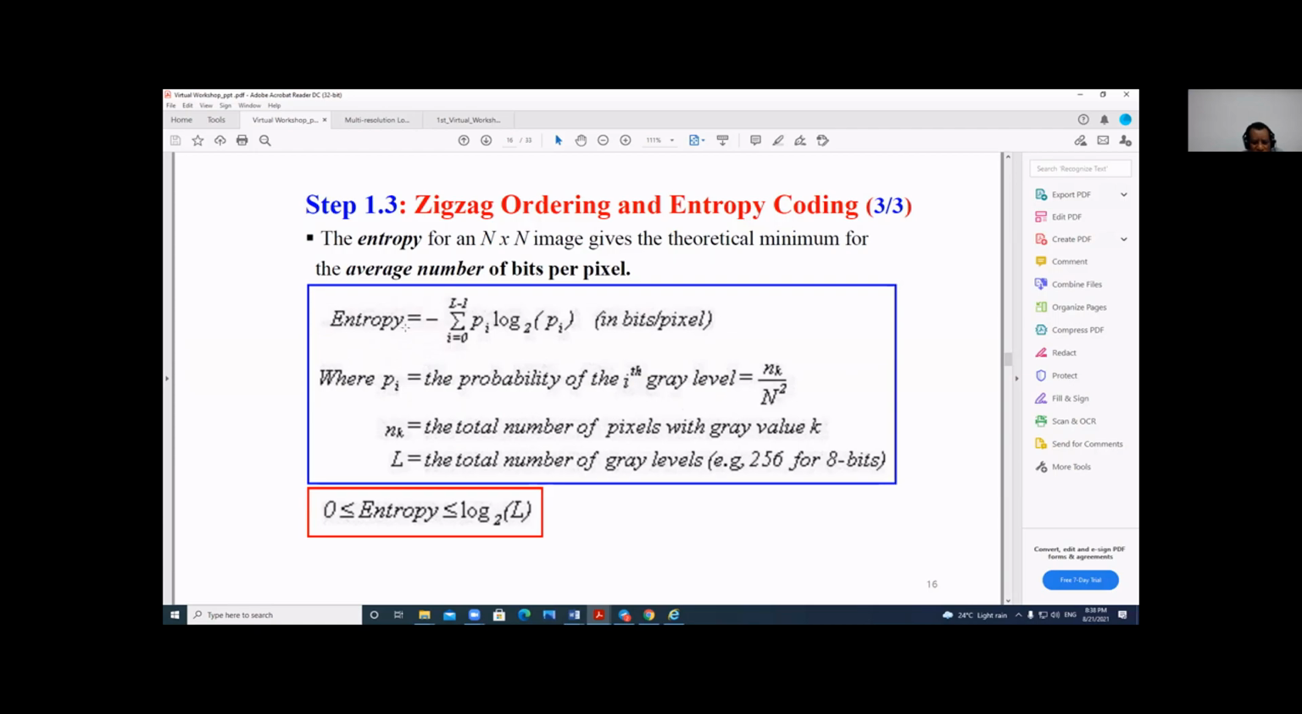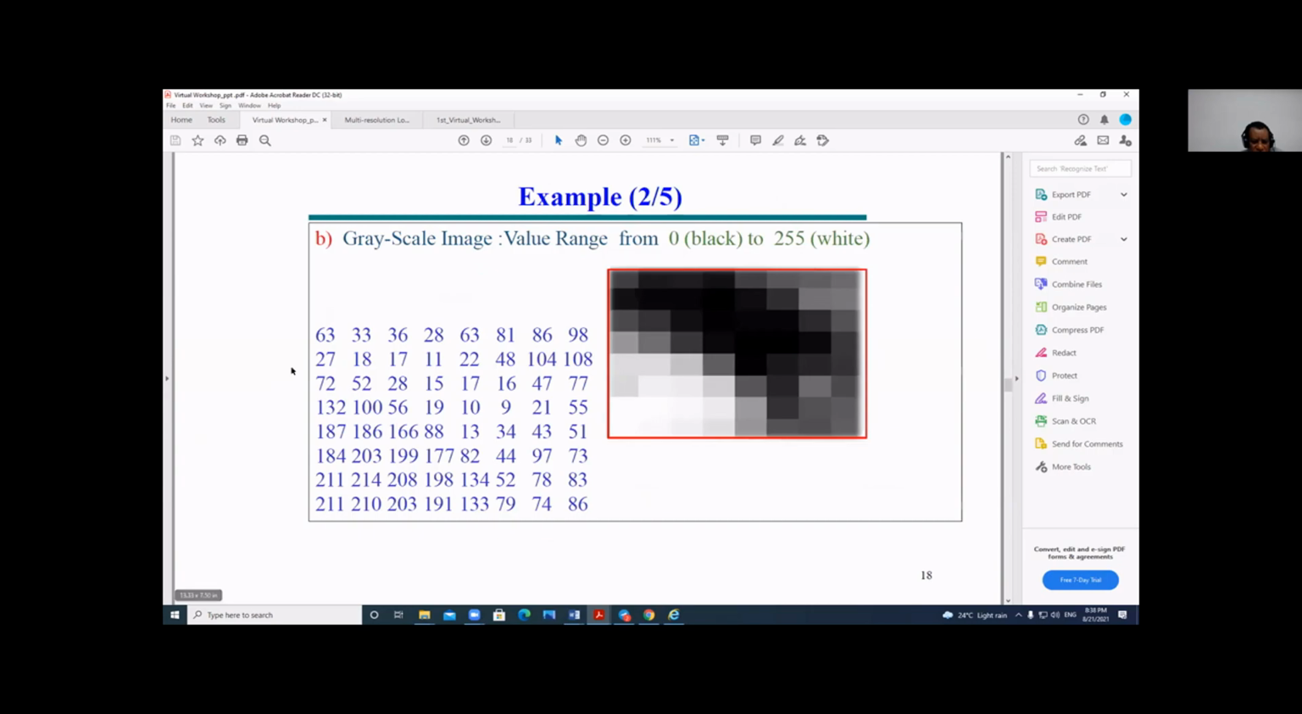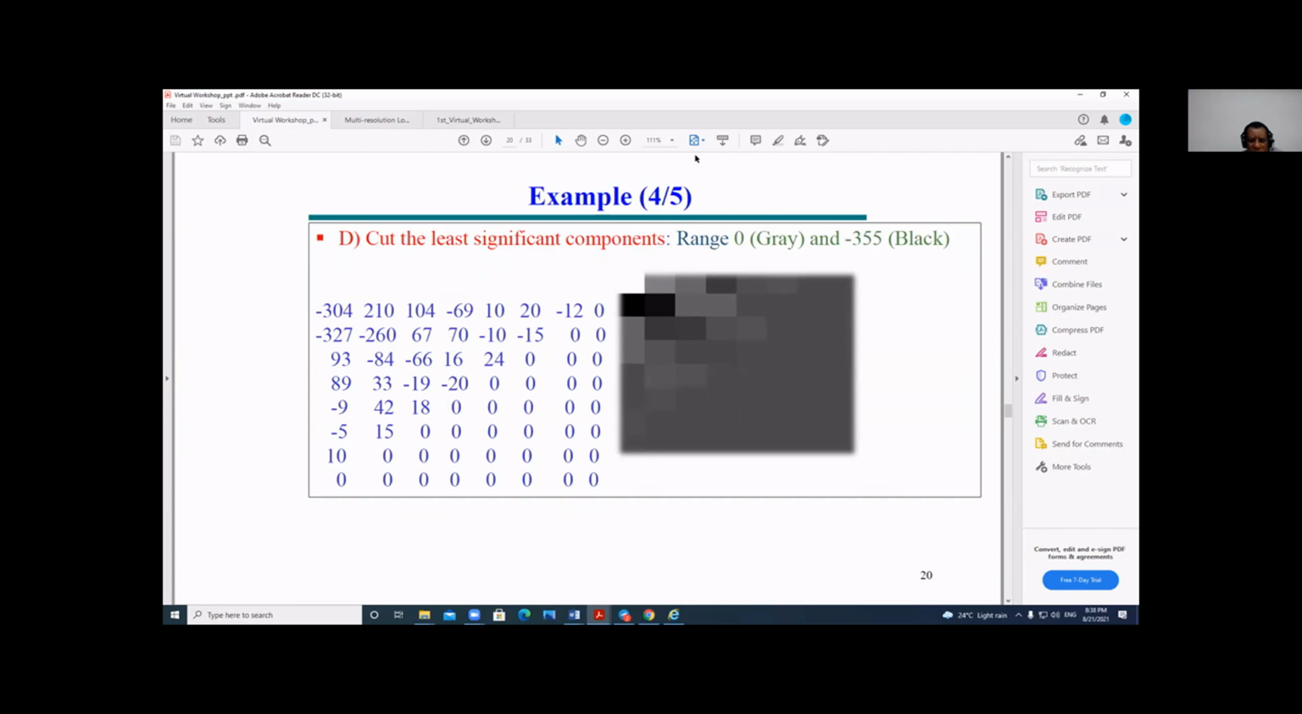So this will give you the average number of bits per pixel, entropy. So this is an example. This image is for the human visual system, but if you see the grayscale inside the pixel, it looks like this. This is the original value. After transformation, it looks like this. Then after quantization, it looks like this. Now you see, as indicated here, the majority of them will become zero.